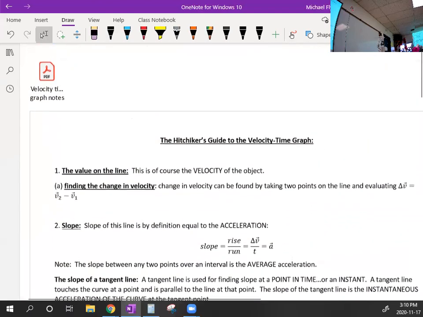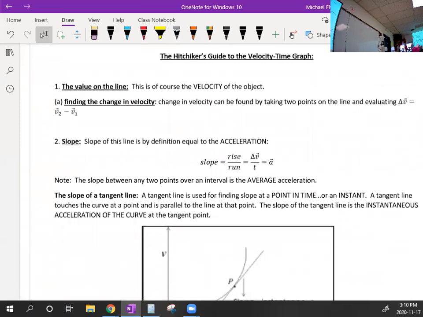Okay, now we're going to look at a completely different kind of graph. So this one's called a velocity time graph, and this is actually a really important kind of graph. So remember that now, forget the position time graph for a second. Okay, just forget about that. Now we're looking at a new kind of graph. Now here's the deal. Obviously the value on the line is the velocity of the object, of course, okay? The change in velocity is just v2 minus v1, it's delta v, right?